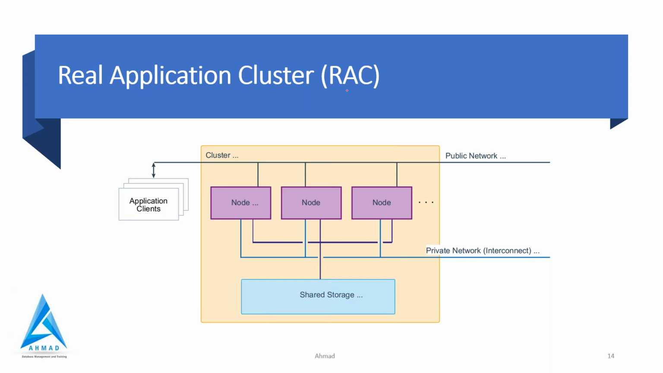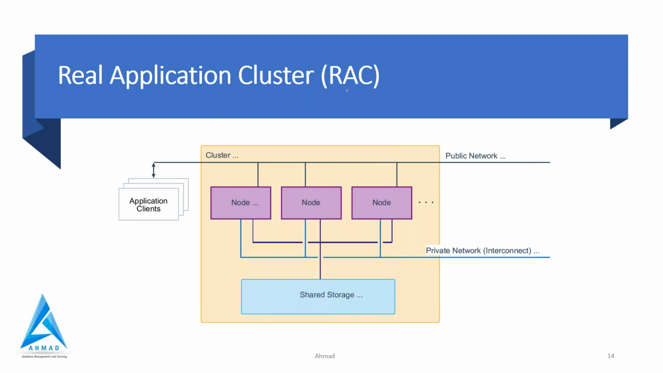And each instance in the RAC cluster accesses the database, whose files are stored on the shared storage. Each node also requires local storage, which is used to store the GI and Oracle database software. Each node has at least a public interface and a private interface.